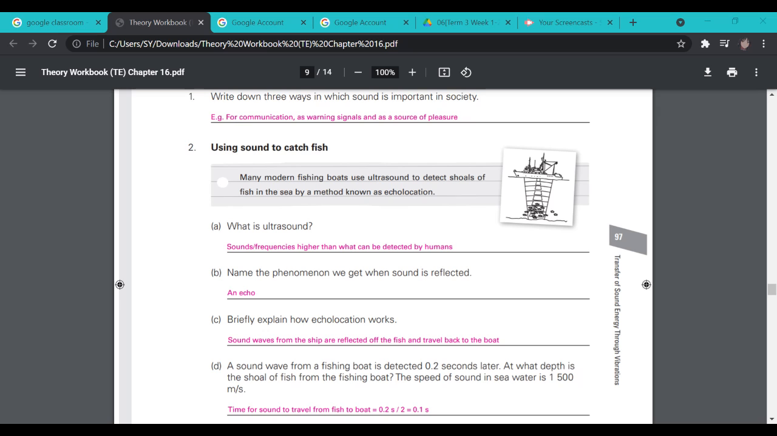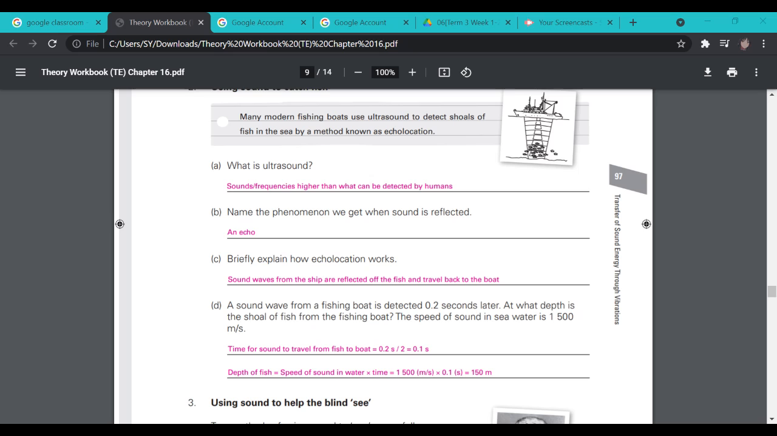And then part C, explain briefly how echolocation works. So what happened is that the sound waves from the ship are reflected off the fish and travel back to the boat. So this particular boat sends a sound wave, and this sound wave will reach the fish, and by reaching the fish, this sound wave will be reflected back to the boat. So we can actually make use of the speed of sound to determine the depth of the fish. So this is actually what happened.